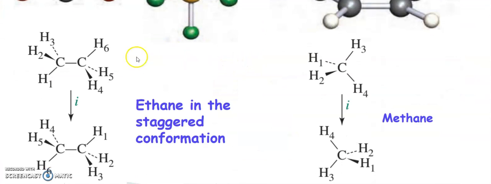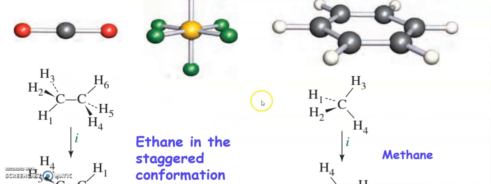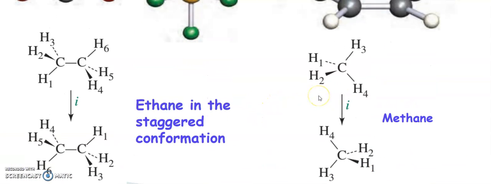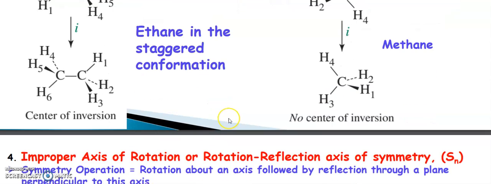In these molecules also, i is there. In ethane, staggered form, i is there. In methane, there is no center of inversion.